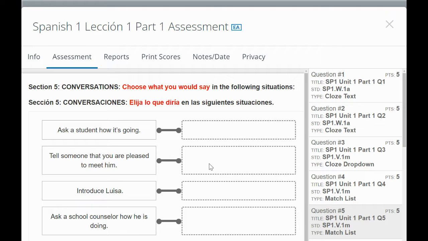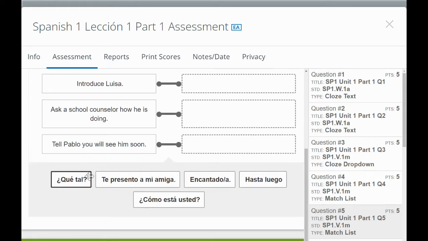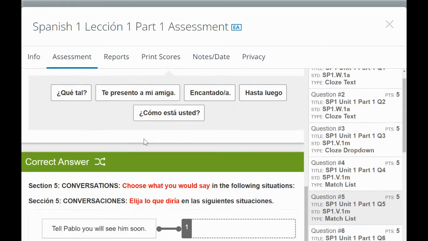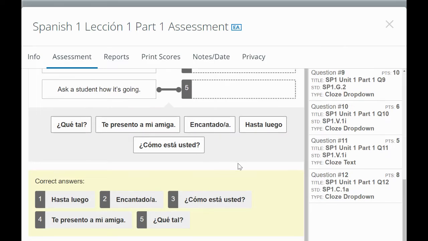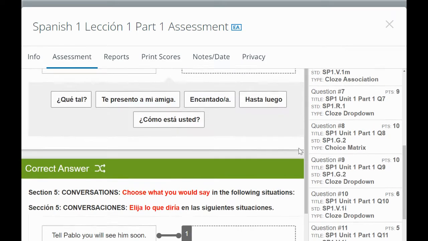Section 5, question 5, choose what you would say in the following situations. Ask a student how he's doing. Tell someone that you're pleased to meet them. Again, there are 5 things that you would put in these boxes to do those kinds of things. Okay, hopefully you understand what those are asking you to do.